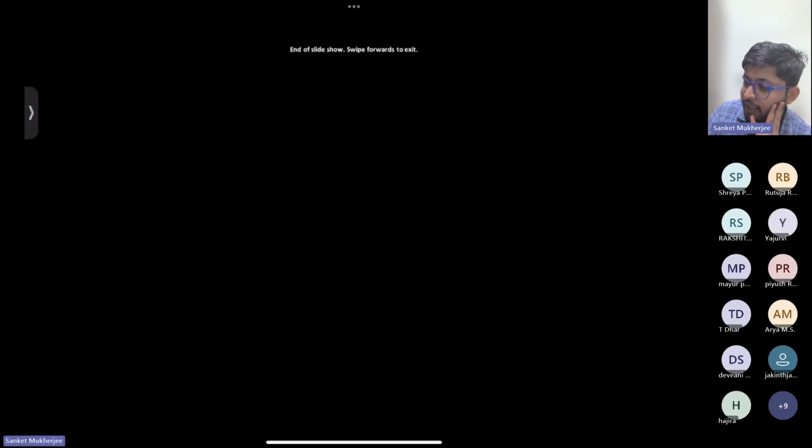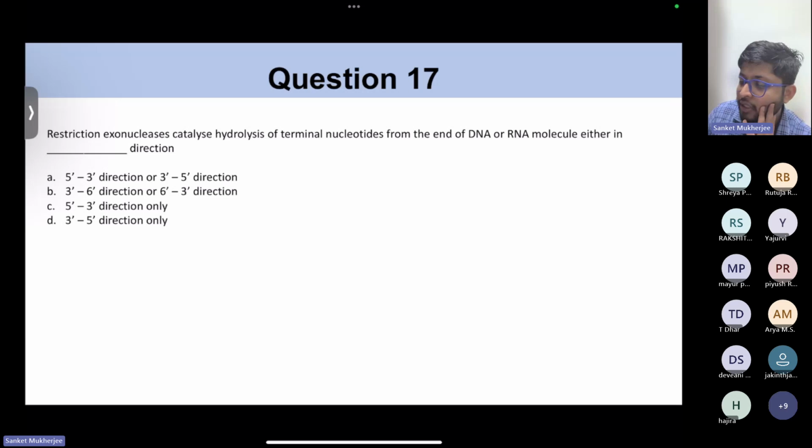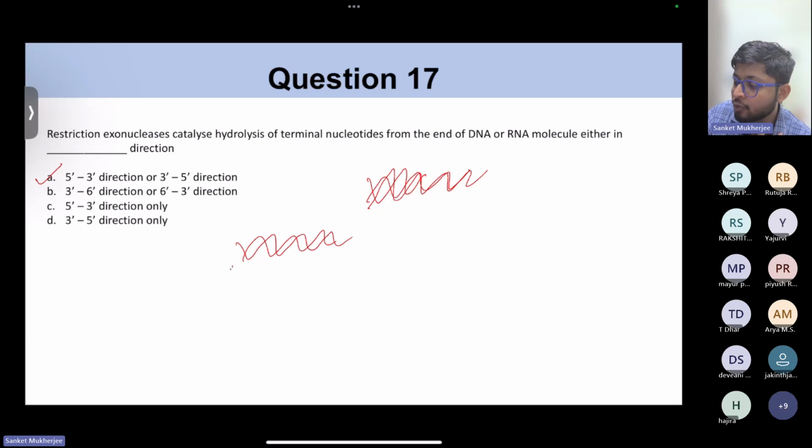Then we have, probably, the last question. Restriction exonucleases catalyze hydrolysis of terminal nucleotides from the end of a DNA or RNA molecule, either in dash direction: A, 5' to 3' or 3' to 5', B, 3' to 6' or 6' to 3', C, 5' to 3' direction only, or D, 3' to 5' direction only? Option A. Right, option A. As I already said, DNA has two strands in anti-parallel orientation, 5' to 3' and then 3' to 5'. At either of these ends, exonucleases work and cleave the DNA.